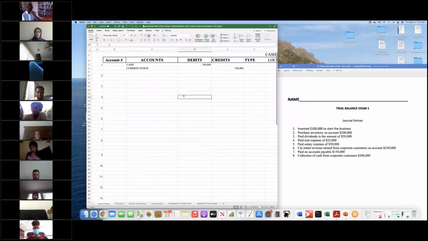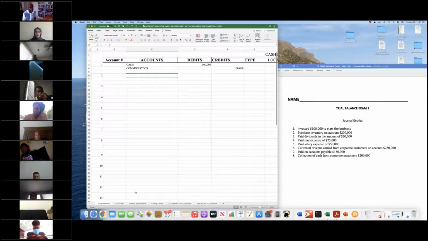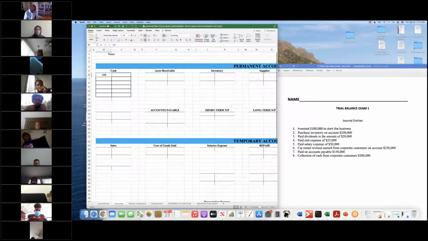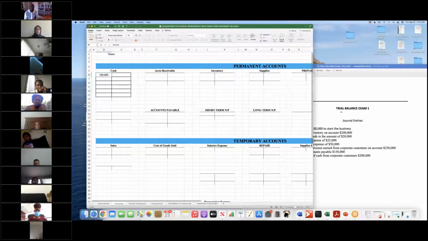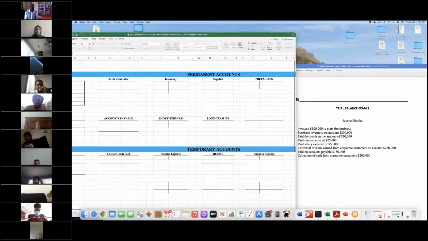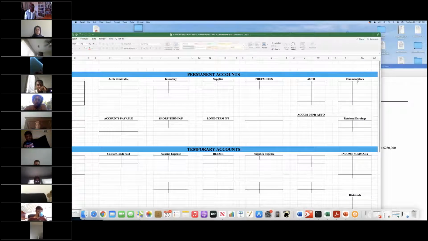Does everybody know how to post this to the ledger? Is there anybody who cannot post that to the ledger? Well, we'll go and do it anyway, just in case. So we'll put 100,000 in here for cash. And we'll go over here and put this 100,000 in for common stock.